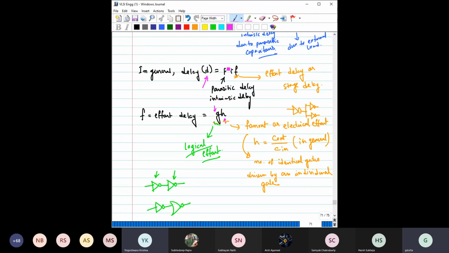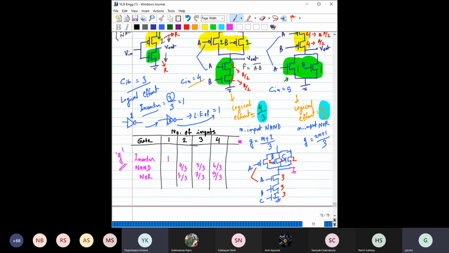So now you know what P is for any gate, at least the conventional gates. Now you know F is equal to G into H, right? So G you know for the conventional gates, and H depends on how many gates, suppose the same gates you want to connect with that. So considering this, let us try to do a small exercise.